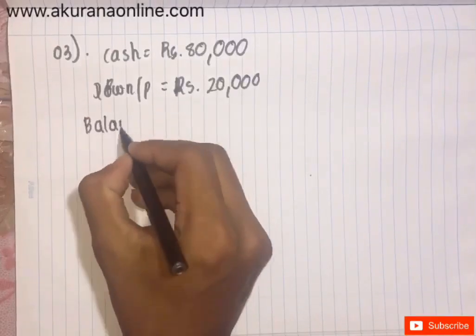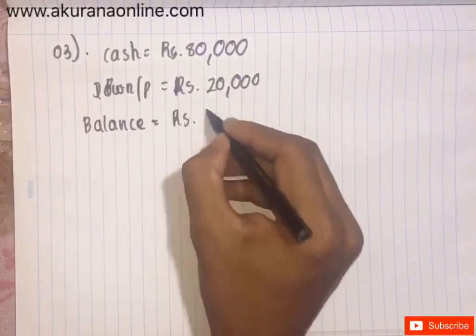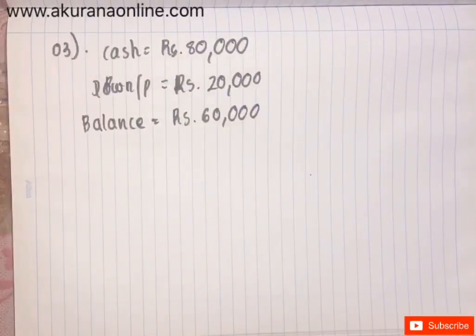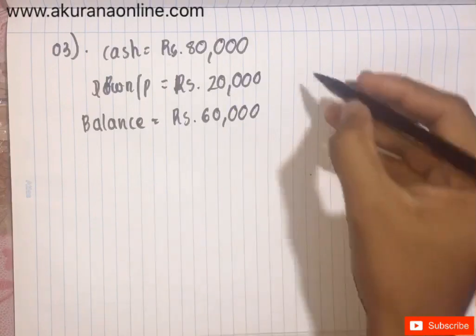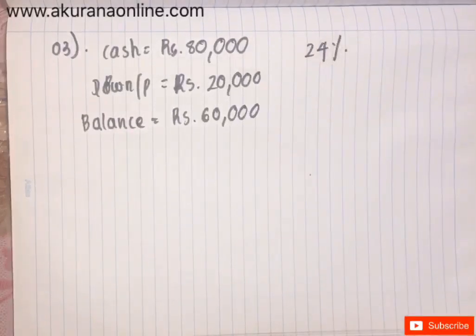Let's find that first. Balance is 80,000 minus 20,000, which is equal to 60,000. This is the balance to be paid. They are also saying the interest is calculated on the reducing balance at an annual interest rate of 24%. Per year they charge 24%.